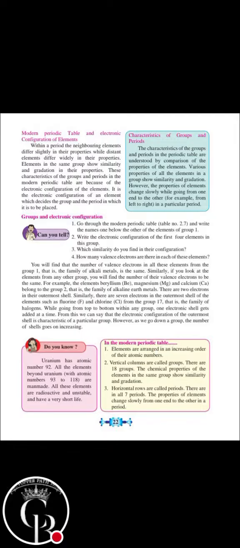In the modern periodic table, the elements are arranged in the increasing order of their atomic numbers. Second, vertical columns are called groups. There are 18 groups. The chemical properties of elements in the same group show similarity and gradation.